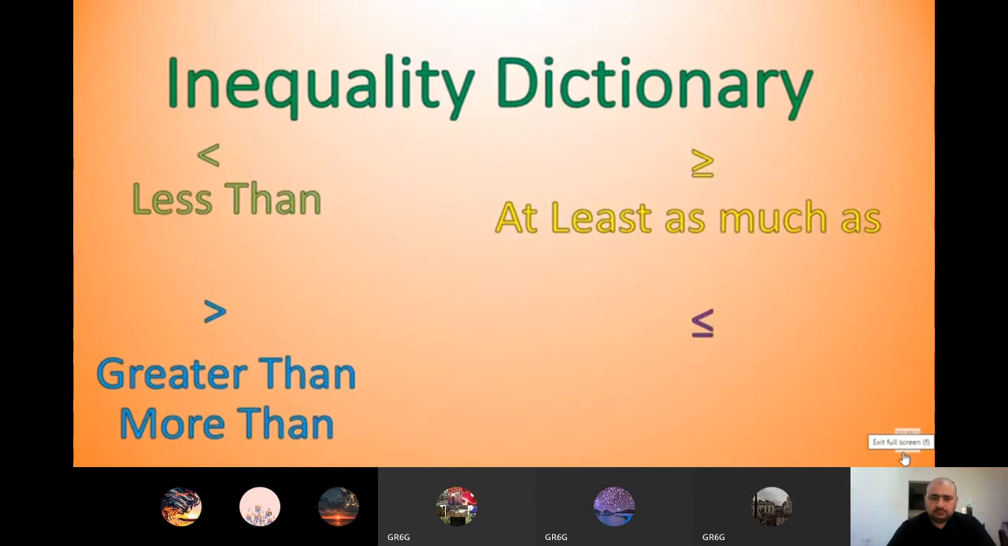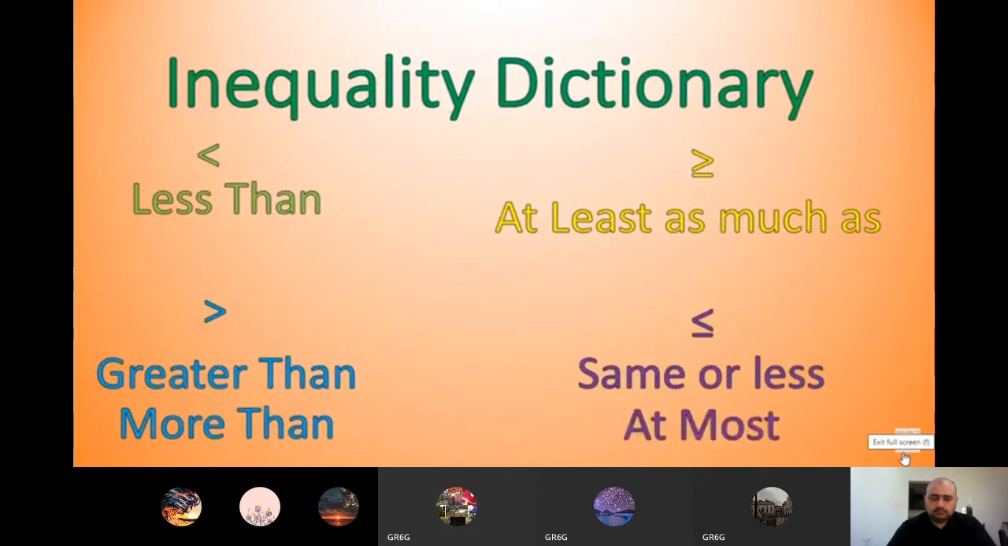And in the same way, the less than or equal to sign could be shown by saying it's the same or less, or at most. You have at most won 5 gold medals. That means you have less than or equal to 5 gold medals. So those are just a couple of ways, and it makes us think about inequalities in a different way, but here is just kind of my inequality dictionary as far as word phrases go.